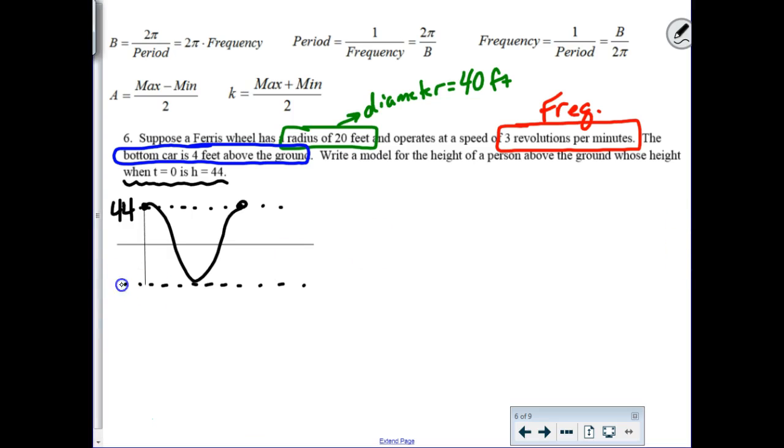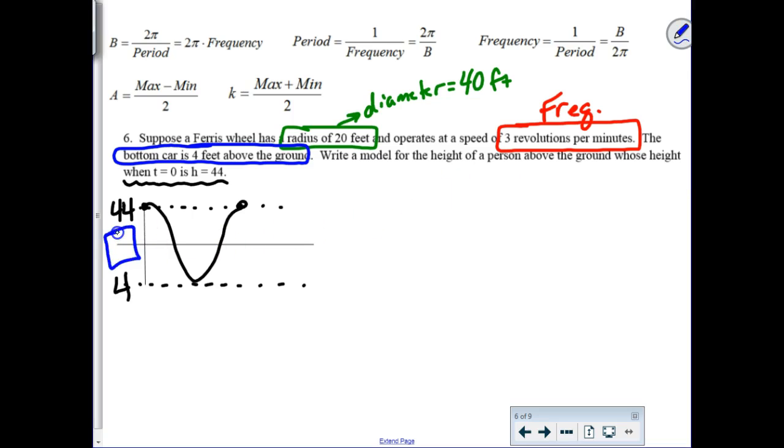Guys, I think we know this bottom line. Yeah, isn't it 4 feet off the ground? Didn't they say that at some point? And look at the range. Look at the entire range from 4 feet to 44 feet. Is that a distance of 40, which is the diameter of our wheel? Okay, so everything's kind of working out. I'm feeling good. I don't think we need to do any more work on the picture. I think we're ready for our formulas.